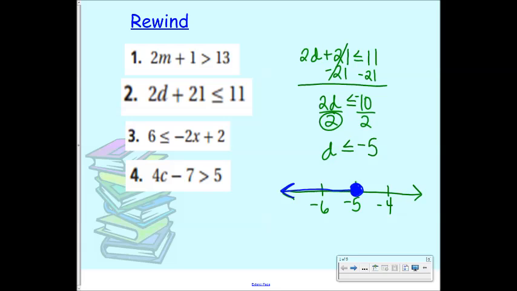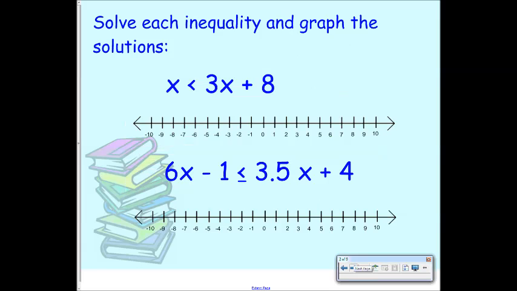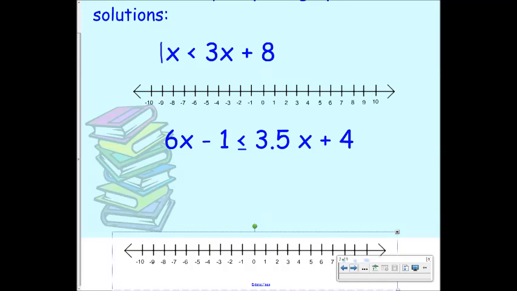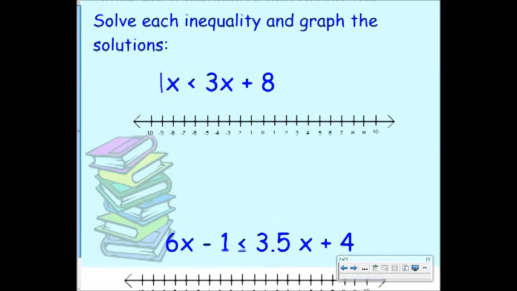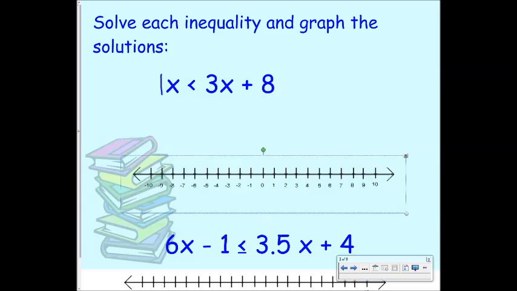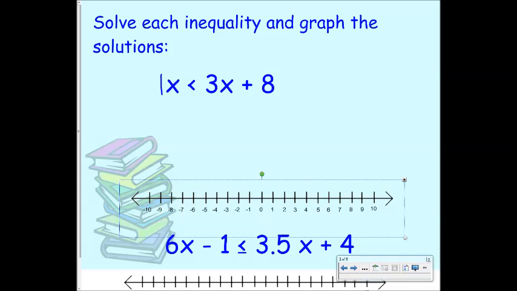All right, today we are going to talk about how to do these problems when they have variables on multiple sides. So in the case of the first one, we have 1x. I'm going to put the 1 in here as a reminder to myself that I have some x's there. I'm going to move this stuff down a little bit so we have a little bit more room to work with. All right, so I've got my 1x is less than 3x plus 8.